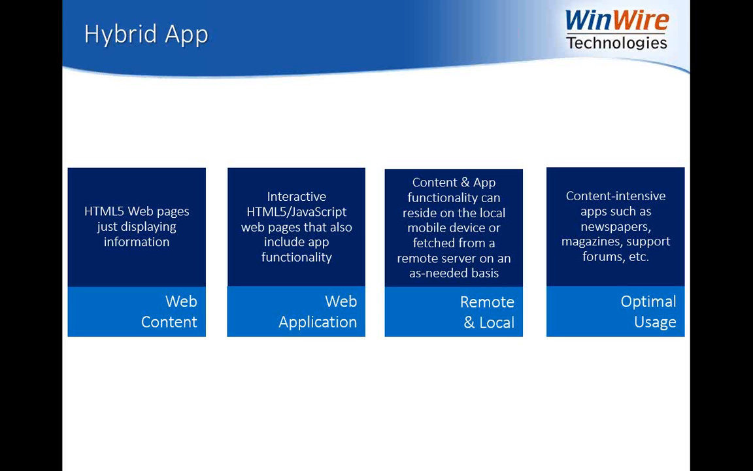Your content within your web view can be local, so basically you can put the content on the mobile device itself, or fetch the content from a remote server on an as-needed basis. What is an optimal usage for a hybrid app? A hybrid app is not really good for any type of app, but what has been identified generally is apps that are content intensive, such as newspapers, magazines, and support forums, that deliver a lot of content to the mobile device itself.